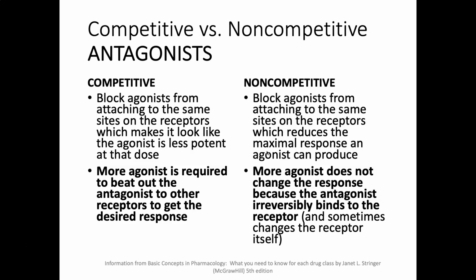If you have a non-competitive antagonist, this blocks agonists from attaching to the receptors, and it reduces the maximal response that the agonist can produce. More agonist will not change the response because the antagonist irreversibly binds to the receptor, and sometimes it even changes the receptor shape itself. Meaning that if you're using a non-competitive antagonist and you want to introduce an agonist, it doesn't matter how much more agonist you give, you're not going to beat that non-competitive antagonist.